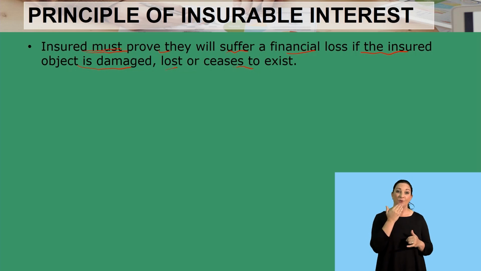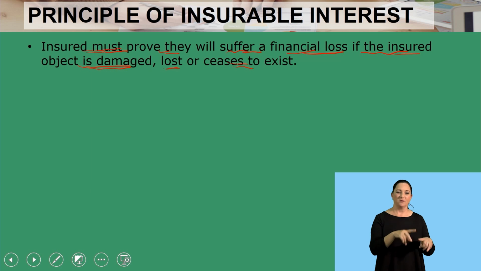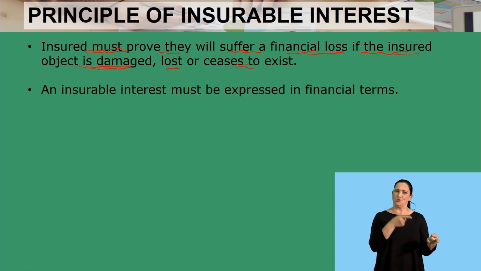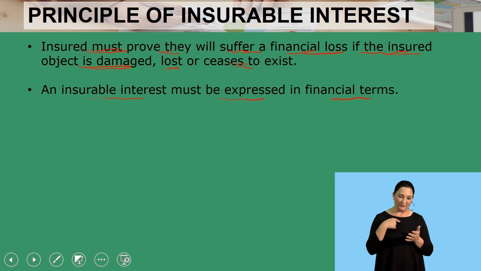So the insured must prove that they will suffer financial loss if the insured object is damaged, lost, or seized. If it is stolen, I'll still have to pay, which will be a financial loss because I'm paying for an asset that I cannot use anymore. So an insurable interest should be expressed in financial terms, to say the loan I'm paying is a loan for 200,000. That is the financial term, and this is what I stand to suffer.